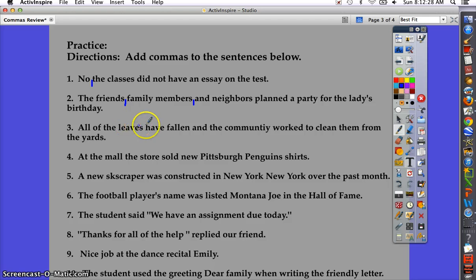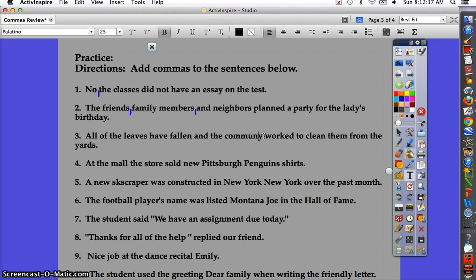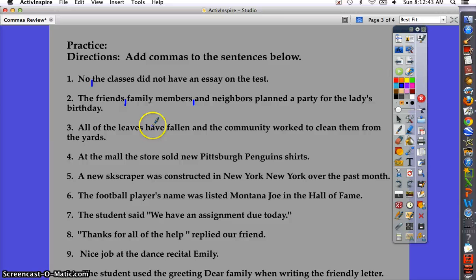Number 3: All of the leaves have fallen and the community worked to clean them from the yards. Just noticed a typo there for community. We'll fix that real fast. There we go. So looking at number 3, it would be: all of the leaves have fallen, comma, and the community worked to clean them from the yards. That's a compound sentence. We have a subject, all of the leaves, predicate, have fallen; the community, subject, worked to clean them from the yards. We have those 2 simple sentences, or 2 independent clauses, joined by the comma and conjunction. Always remember, comma, then conjunction, M before N in the alphabet.